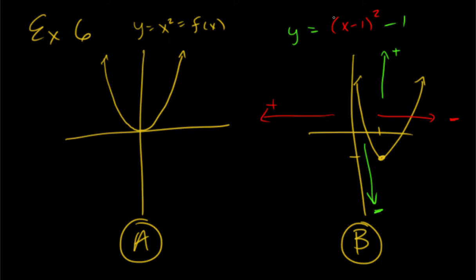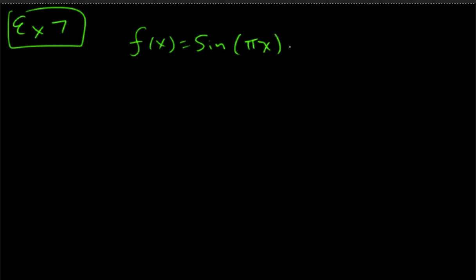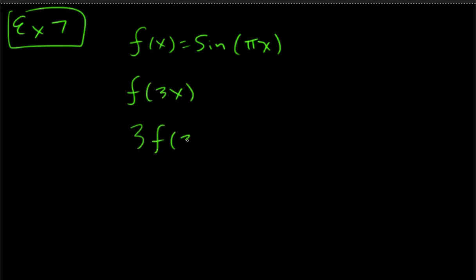I think that's it on that one. And there's one more example. So we have example 7. This time it says sketch the graph of f of x equals sine pi x. It wants us to do f of 3x and 3f of x.